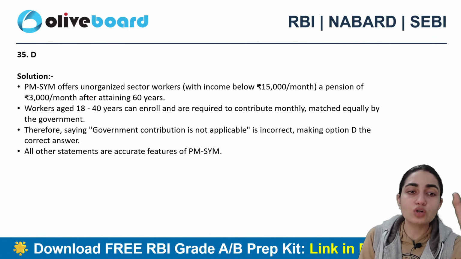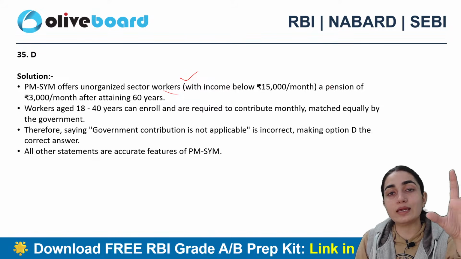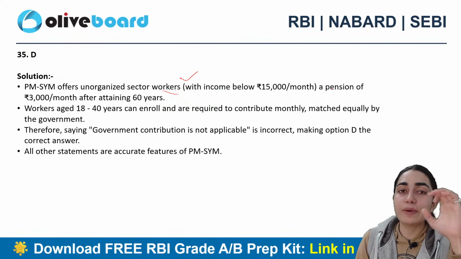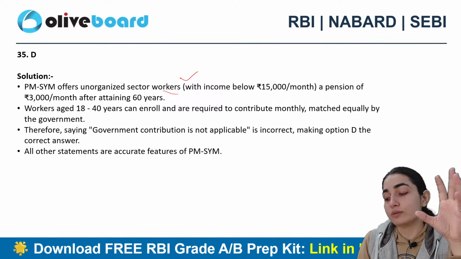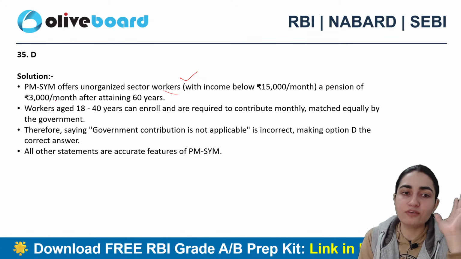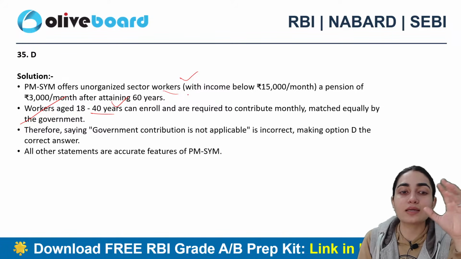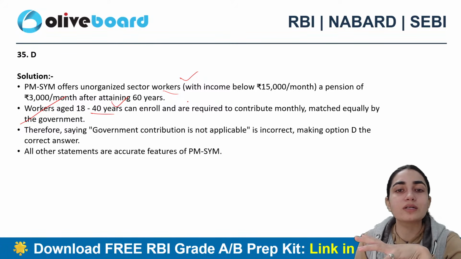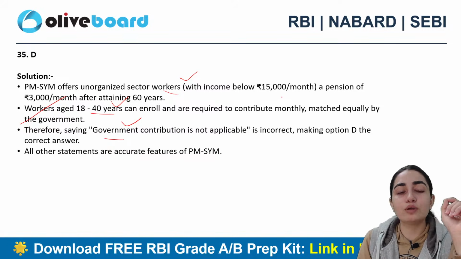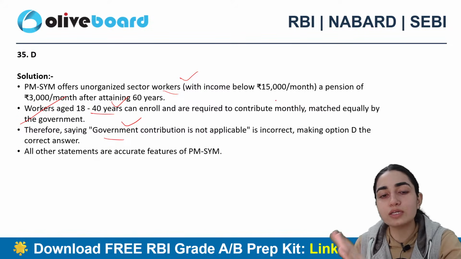You can clearly see when I talk about this particular initiative, unorganized sector workers को जो है ये initiative उनके लिए है. स्पेसिफिकली वो इंडिविजुअल जो कि 15,000 पर मंथ से कम जो है वो अर्न कर रहे हैं. A pension of 3,000 is provided to them, and as and when they attain the age of 60, after that they will be able to get the benefits here. Workers की age कितनी होनी चाहिए 18 से लेके 40 years तक, if they want to enroll in this particular initiative and want to contribute also. Now when I talk about the government contribution here, this is exactly what is not at all applicable here, as in this is the odd one here, right?